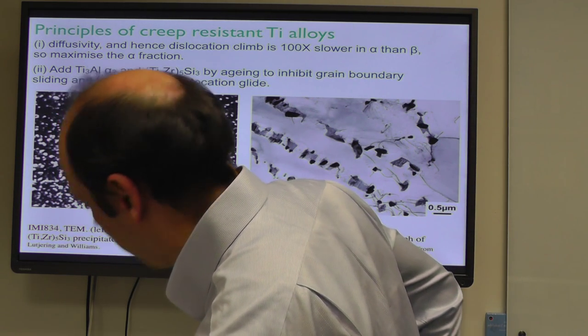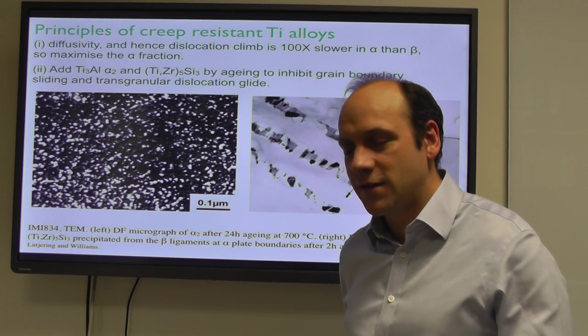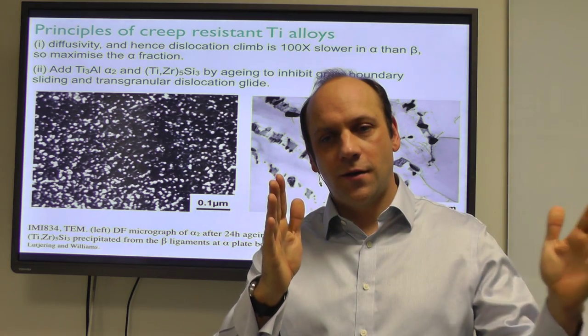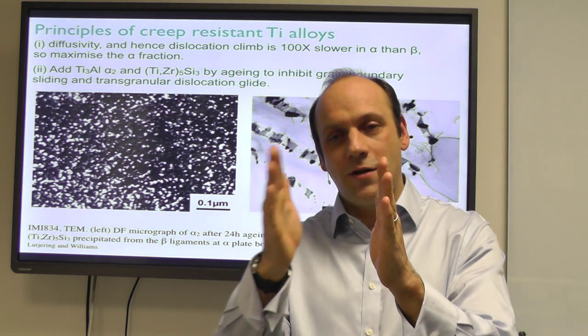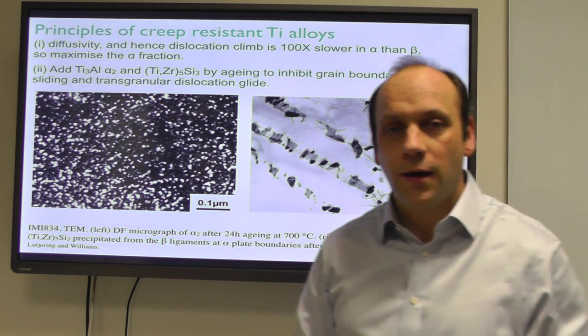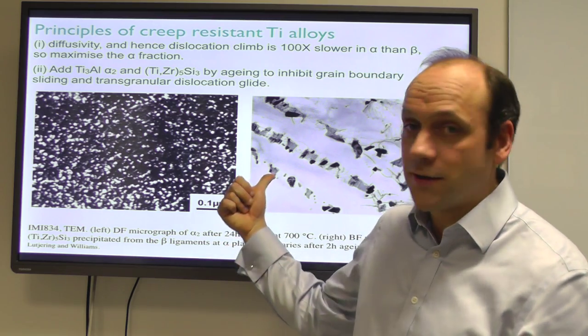So those are the near-alpha alloys. As I say, we use them for the high-temperature applications. So there's a period as you heat up through the jet engine, as you go through into the compressor, before you get to nickel, where there's a space for these alloys, where you want that extra 200 degrees of temperature performance, and that's where you put these in.